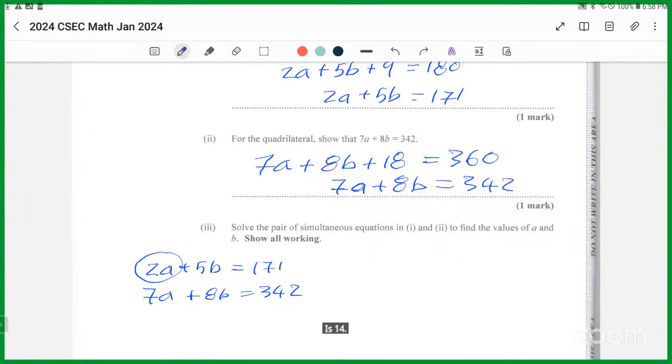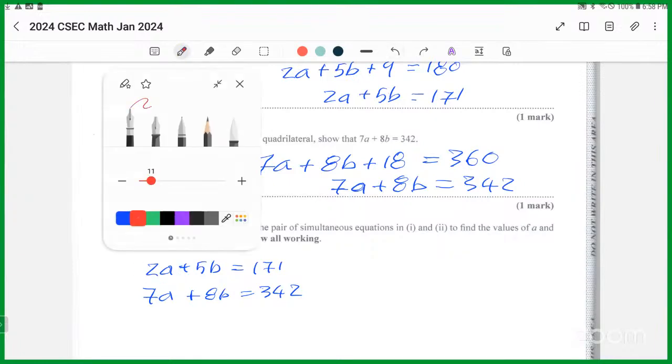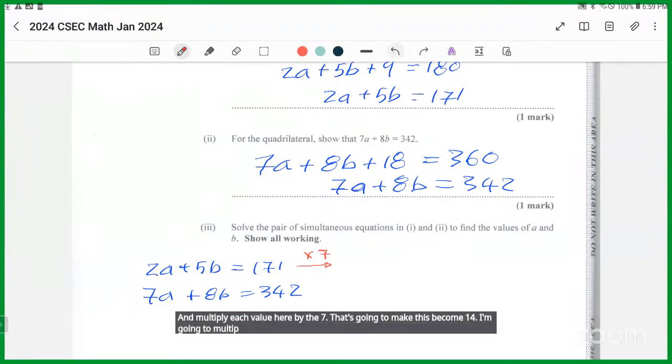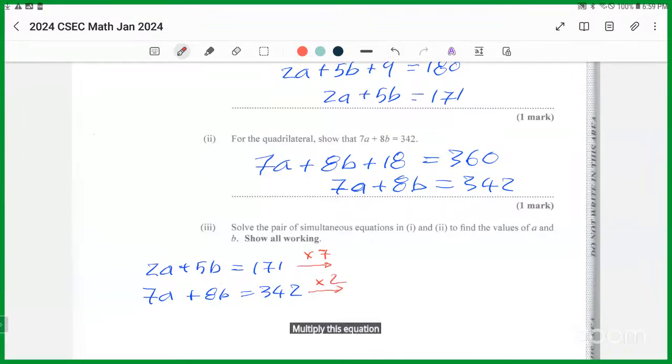So to make this one become 14, I'm going to multiply this equation by 7. I multiply each value here by the 7. That's going to make this become 14. I'm going to multiply this other equation by 2. So this also becomes 14A.